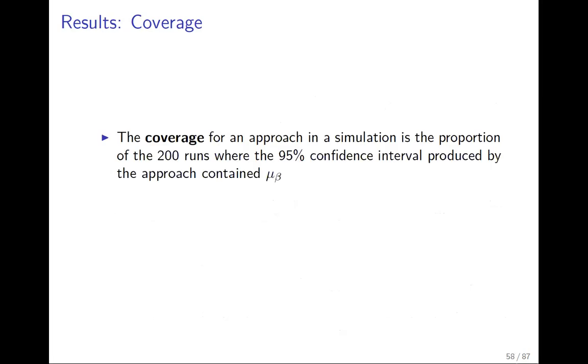We evaluated the approaches on 3 measures: coverage, confidence interval length, and bias. The coverage for an approach in a simulation is the proportion of the 200 runs where the 95% confidence interval produced by the approach contained mu beta. The coverage should be close to 0.95.